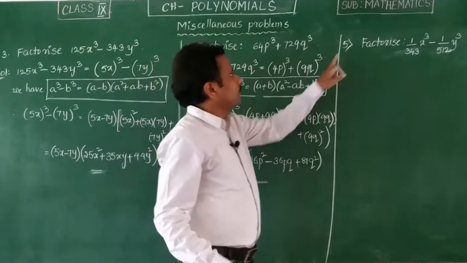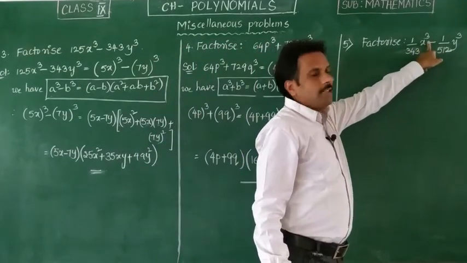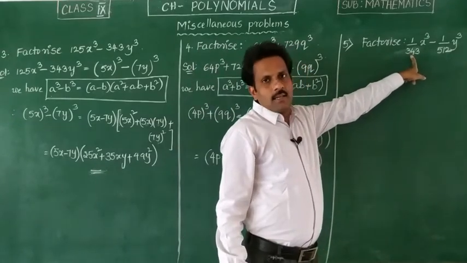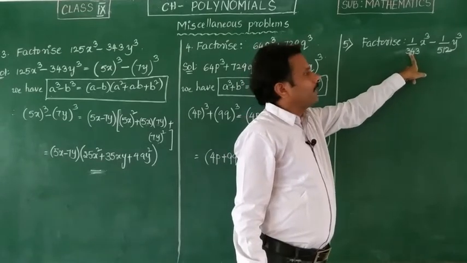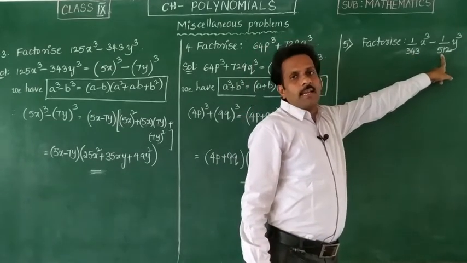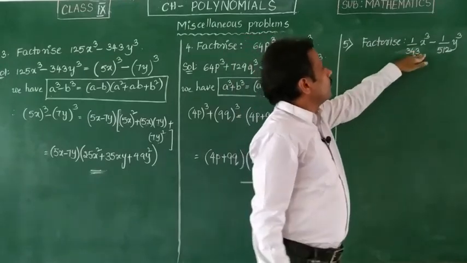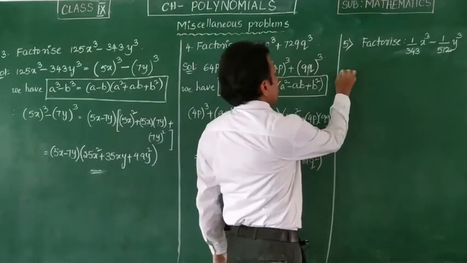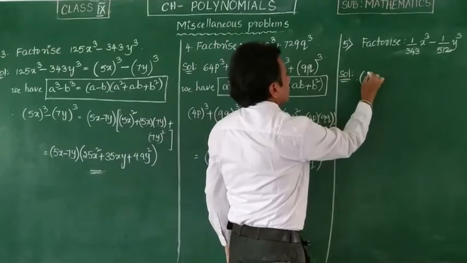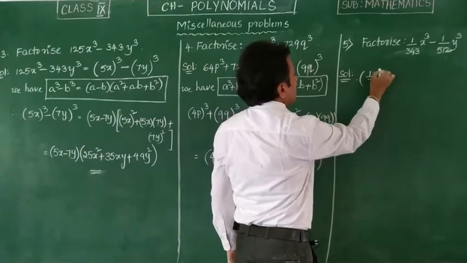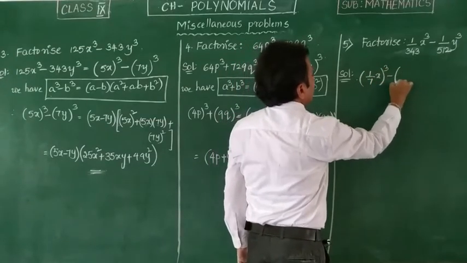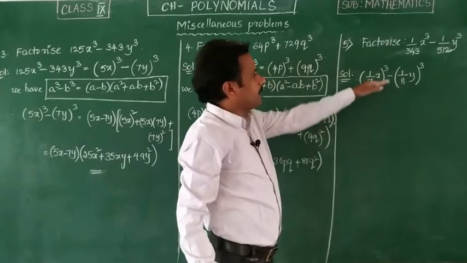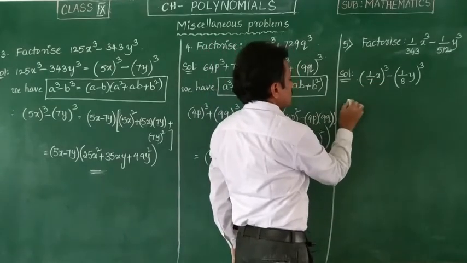Now if you observe the fifth problem, that is factorize 1 by 343 x cube minus 1 by 512 y cube. How can you write 1 by 343? As 1 by 7 whole cube, whereas 1 by 512 as 1 by 8 whole cube. That means now we get the a cube minus b cube form. Again we need to apply the identity. So the given one is 1 by 7x whole cube minus 1 by 8y whole cube.